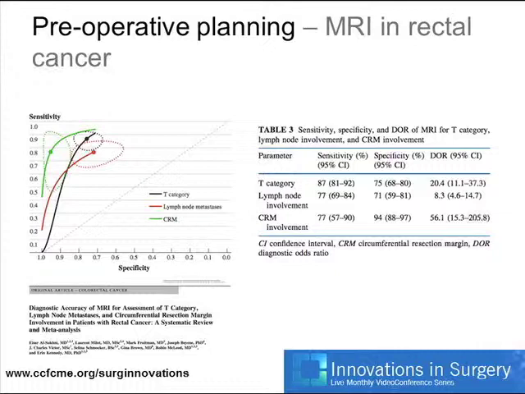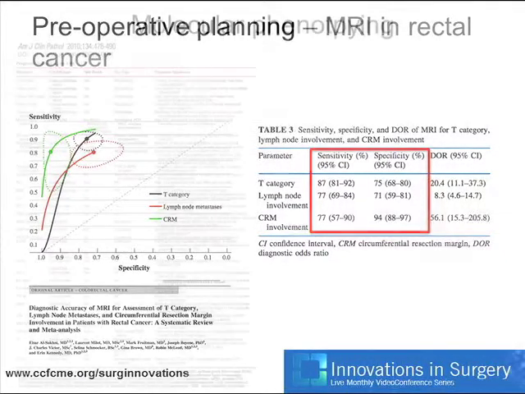This is data out of a systematic review and meta-analysis published by a Toronto group and Professor Brown at the Royal Marsden Hospital, looking at about, I think, 19 studies and about 1,900 patients in each arm. And what they found, although it has high specificity for detecting a CRM preoperatively, it doesn't really tell you that much about lymph node involvement or indeed your T stage. Next slide. Now, if we can go on.